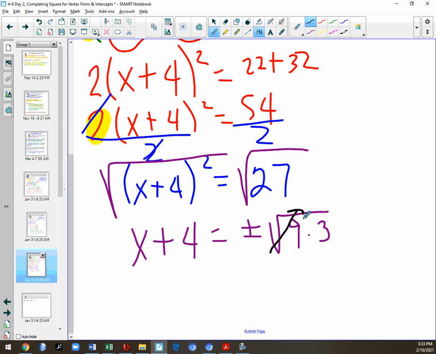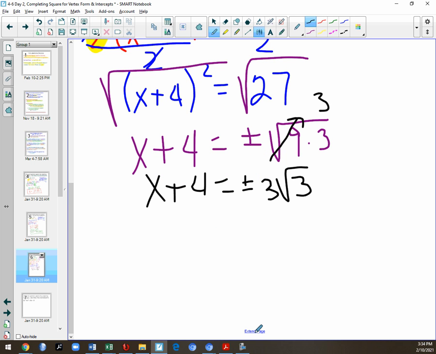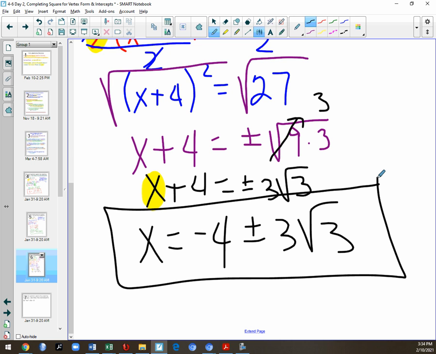That 9 comes out as a 3, so I have x plus 4 is equal to plus or minus the square root of, let me rewrite that, sorry. Can't see that very easily. Plus or minus 3 square roots of 3. I'm not done yet because I'm still solving for x. So if I'm solving for x, I'm going to get rid of that 4 by subtracting it. And these are going to be my x-intercepts. Okay?